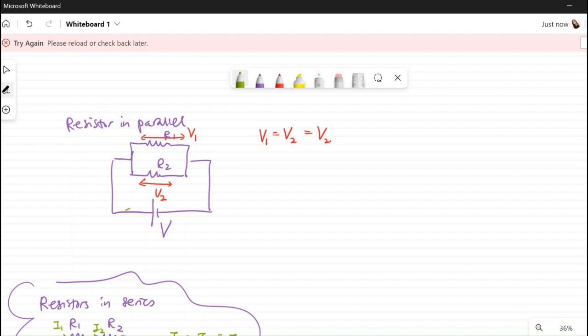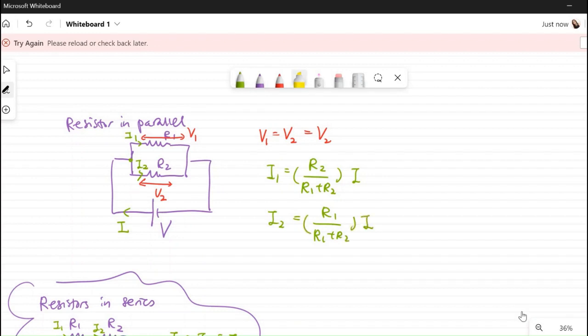So what happens to the current? The current flowing up from the source is I. When the current reaches the branch, it will break into two. The current flowing through resistor R1 is I1, and through resistor R2 is I2. So I1 is equal to R2 divided by R1 plus R2 multiplied by I. I2 is equal to R1 divided by R1 plus R2 multiplied by I.